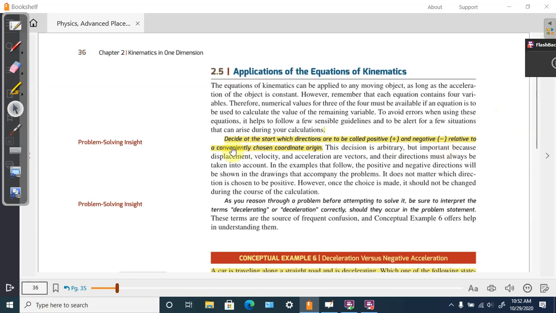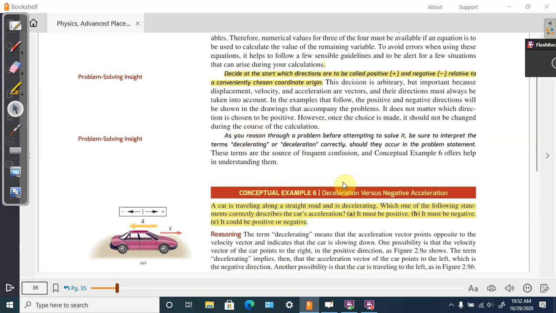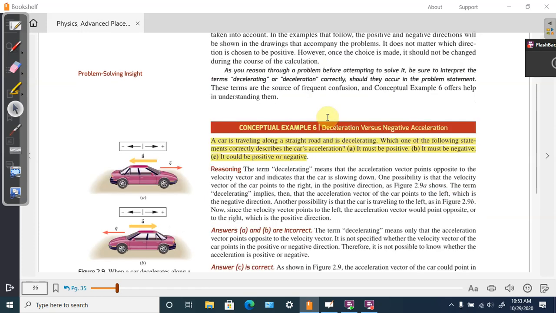So they say here, decide at the start which directions are to be called positive and negative relative to a conveniently chosen coordinate origin. Every once in a while, you do have to change what you call the positive and the negative. It's just typically we say to the right is positive, to the left is negative, up is positive, down is negative, but it does not have to be that way depending on how you choose it to be.